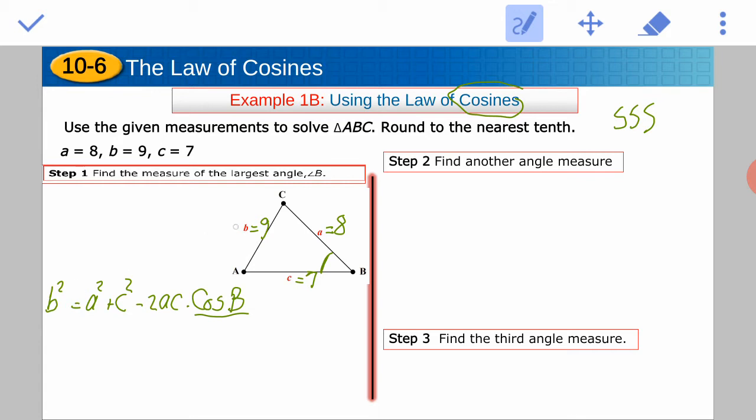Let's substitute, guys. B squared, it's 9 squared. I'm not going to simplify. I will put everything in the calculator later. A squared is 8 squared, and C squared is 7 squared, minus 2 times 8 times 7, everything multiplied by cosine angle B.